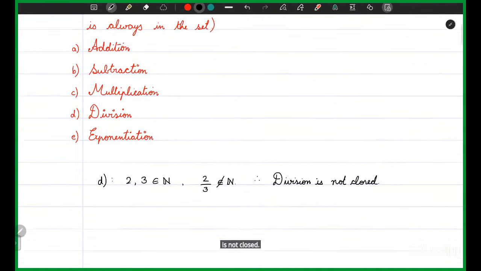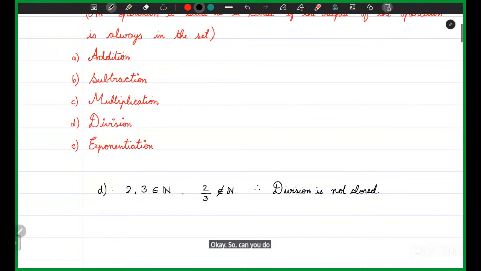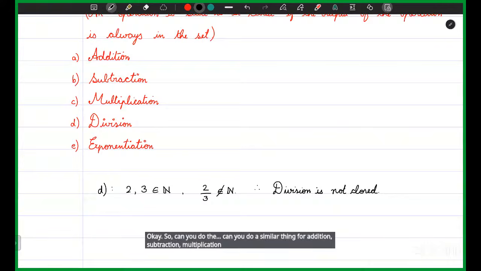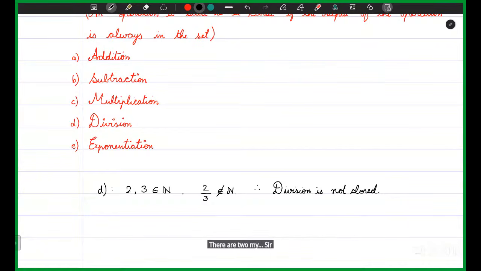Can you do a similar thing for addition, subtraction, multiplication, and exponentiation? 2 minus 3 is also not possible.